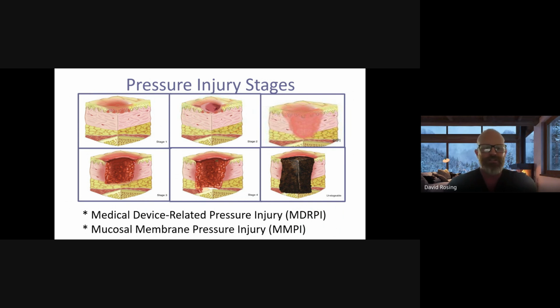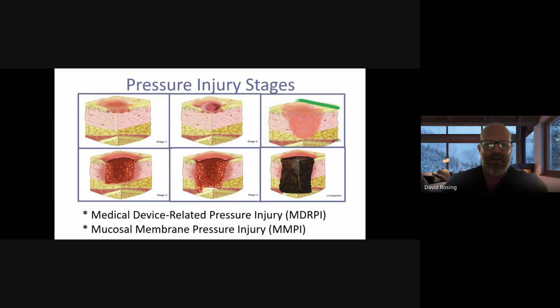And stage 4 is now it's gone through the skin, into the subcutaneous tissue, and gotten down into muscle or bone. And I'll be honest with you, depending on locations, this can be deep or it can be fairly shallow. If you've got a pressure injury on the ear, on the bridge of your nose, on the occiput, those are areas where there's very little subcutaneous tissue. And a lot of the time those go directly to a 4, but we'll get into that.